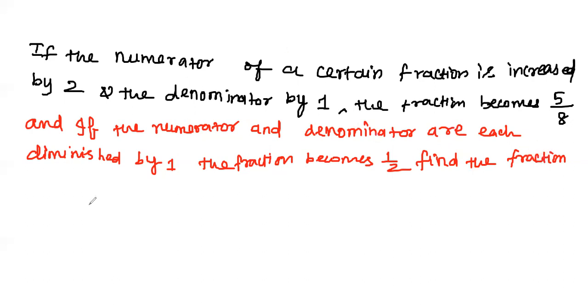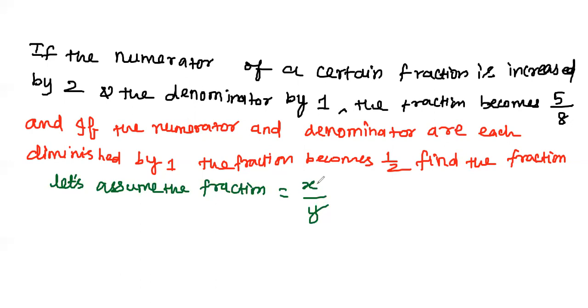So let's assume the unknown fraction as x by y. Okay, that is the first step. Let's assume the fraction as x upon y. The fraction always has a numerator and a denominator, isn't it? So for the numerator, I'm going to use the variable x, and for the denominator, I'm using the variable y. It's x by y. According to the first statement, I'm just going to add plus 2 in the numerator and plus 1 in the denominator. So this will become x plus 2 upon y plus 1. Do you understand this?